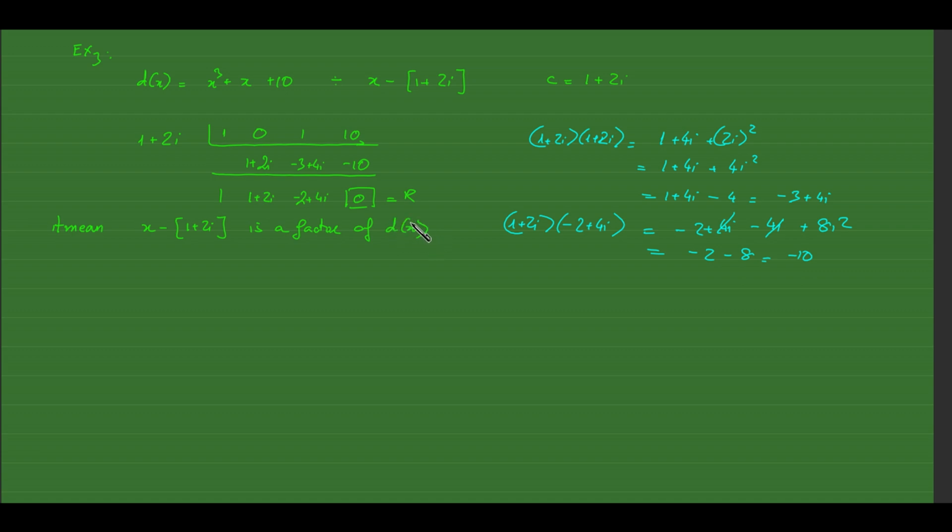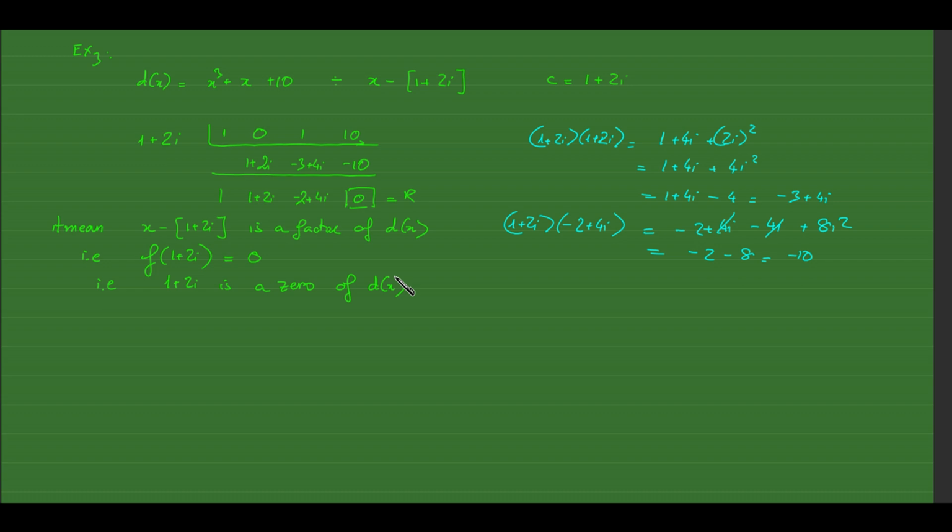It's a factor, or in other words we can say f of 1 plus 2i equals 0. It has the same meaning, because the remainder is 0. So in other words, we can say 1 plus 2i is a 0 of d of x. Here you go. So now you do the same thing when you deal with a complex number.